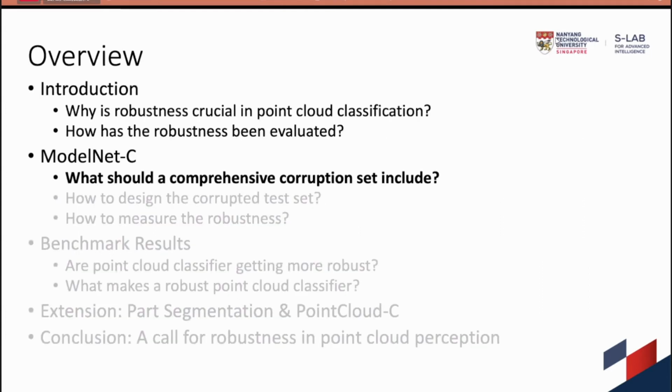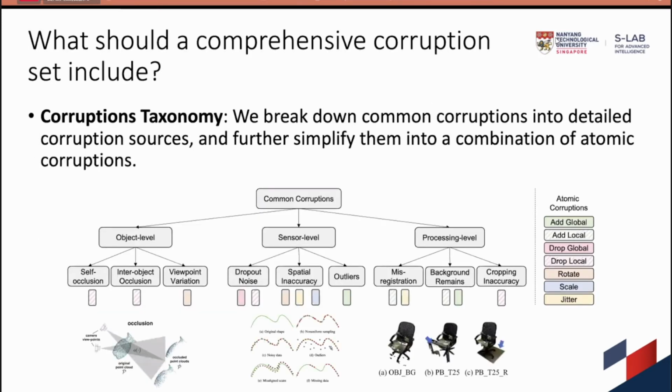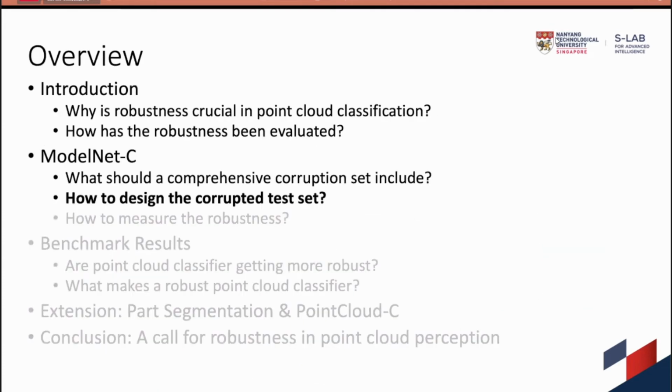So what should a comprehensive corruption set include? We provide a taxonomy of the common corruptions. We categorize them into 3 levels: object level, sensor level, and processing level. However, it is challenging to directly simulate real-world corruptions. Therefore, we simplify the taxonomy into 7 atomic corruptions. For example, background remain can be viewed as a combination of add local and drop global.